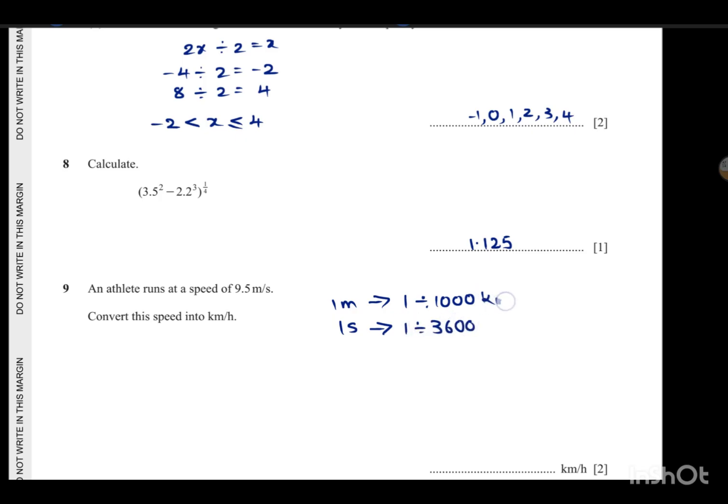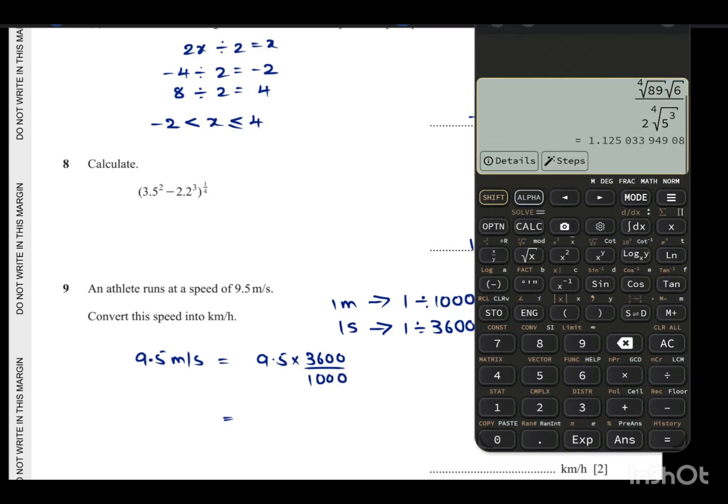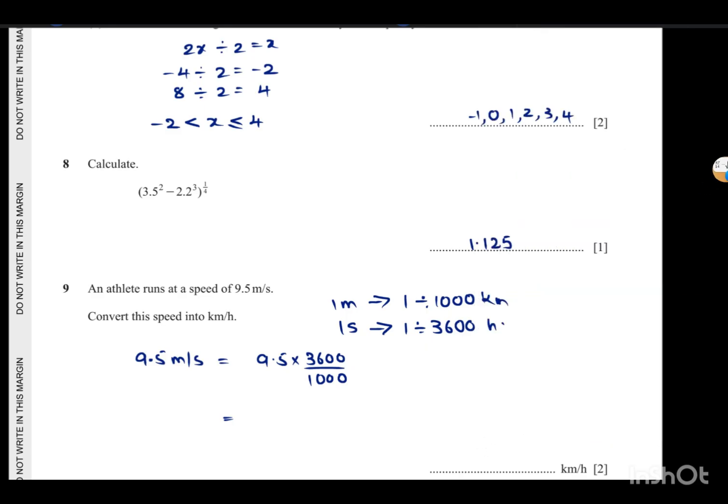This is kilometers, this is hour. So 9.5 meters per second will be 9.5 into 3600 by 1000. Find out. 34.2 kilometers per hour.